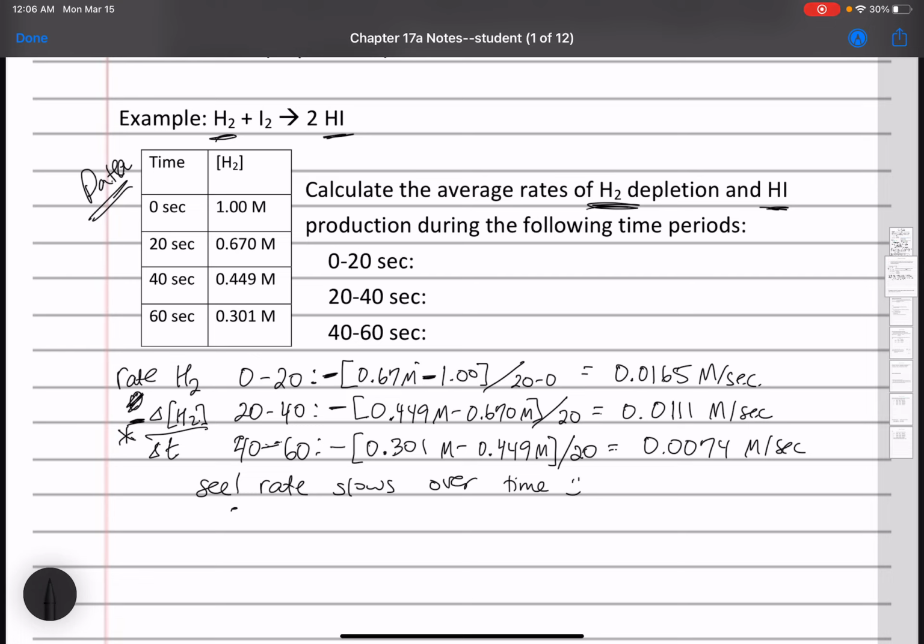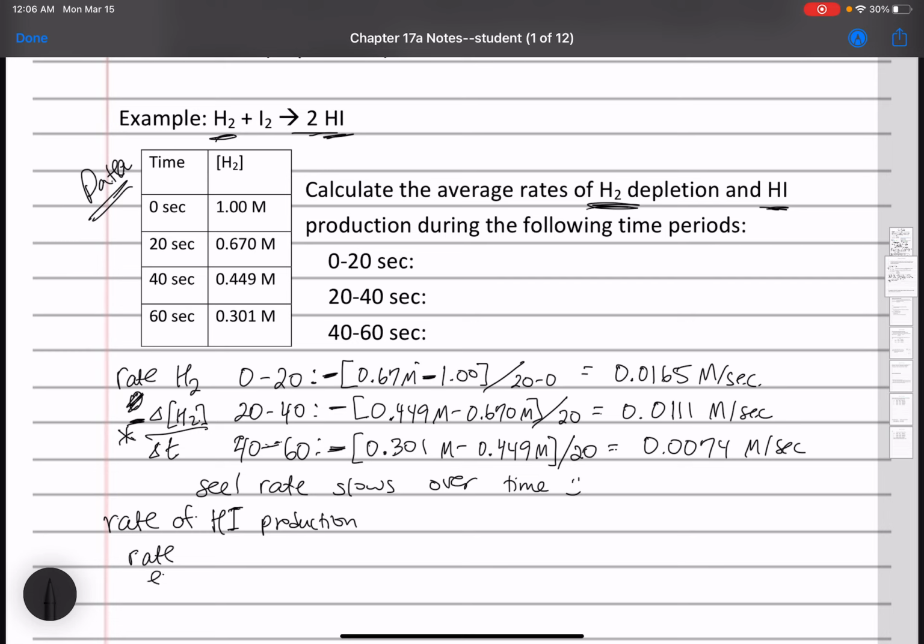Also note that the rate is always going to be a positive value. So for the reactant, we have this negative sign in front because the change in concentration is going to be negative. So the negative in front negates that, makes it a positive. All right, so now for the rate of the hydrogen iodide production. According to the stoichiometry of this reaction, we can do this a couple of different ways. So we can use the rate expression.